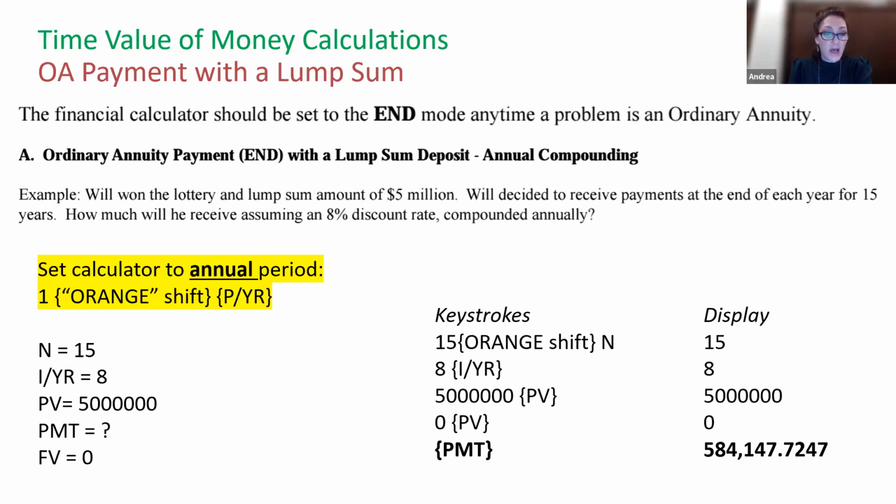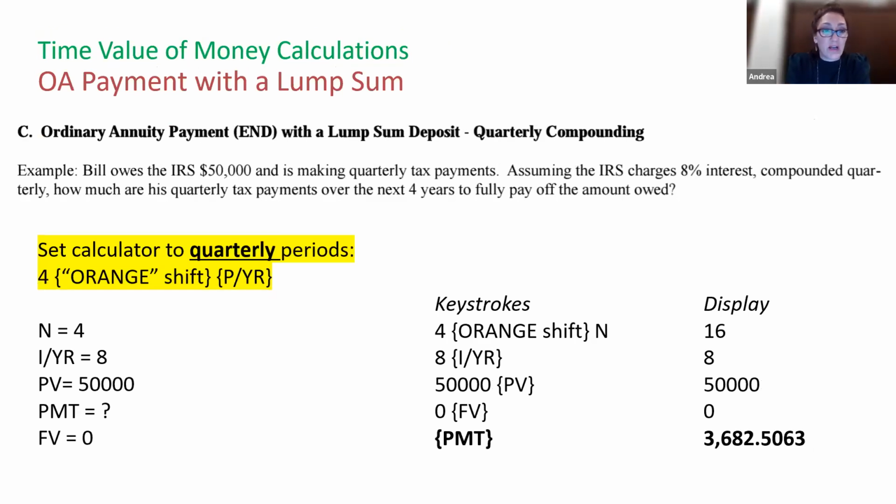Okay. All right, so let's look at quarterly over here. As you'll see, I've started to just kind of skip over. I don't even have the monthly in there, but it is in your book. Anyway, let's just look. Bill owes the IRS $50,000 and is making quarterly tax payments. Assuming that the IRS is charging 8% interest compounded quarterly, how much are his quarterly tax payments over the next 4 years to fully pay off the amount that he owes?